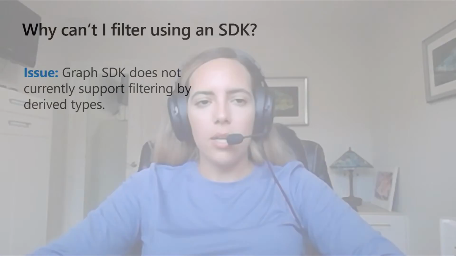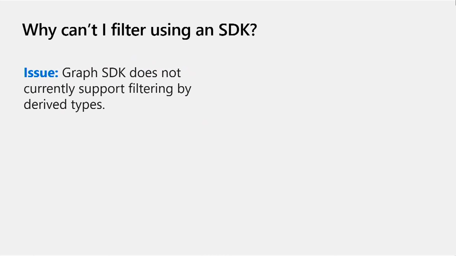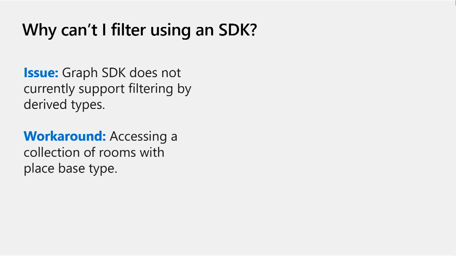The next question I get is, why can't I filter using an SDK? So I know we all love SDKs, and it's really great to use. It gives you so much power and functionality. And so the issue that we have today is that the Graph SDK does not support filtering by derived types. So this API is a derived type where we have our base class called places, and then we have the different types of places that derive from that.